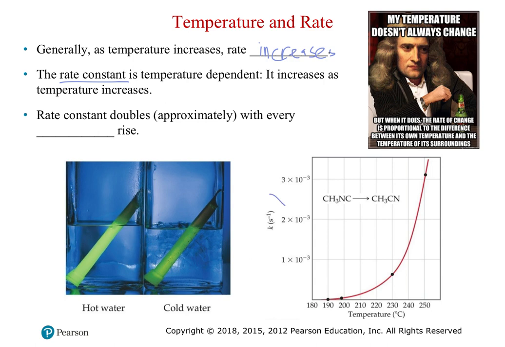So we can see, if we plot the rate constant, this is for a first order reaction, versus temperature, then we see an increase in temperature exponentially increases that rate constant. The rate constant doubles approximately every 10 degrees Celsius rise.